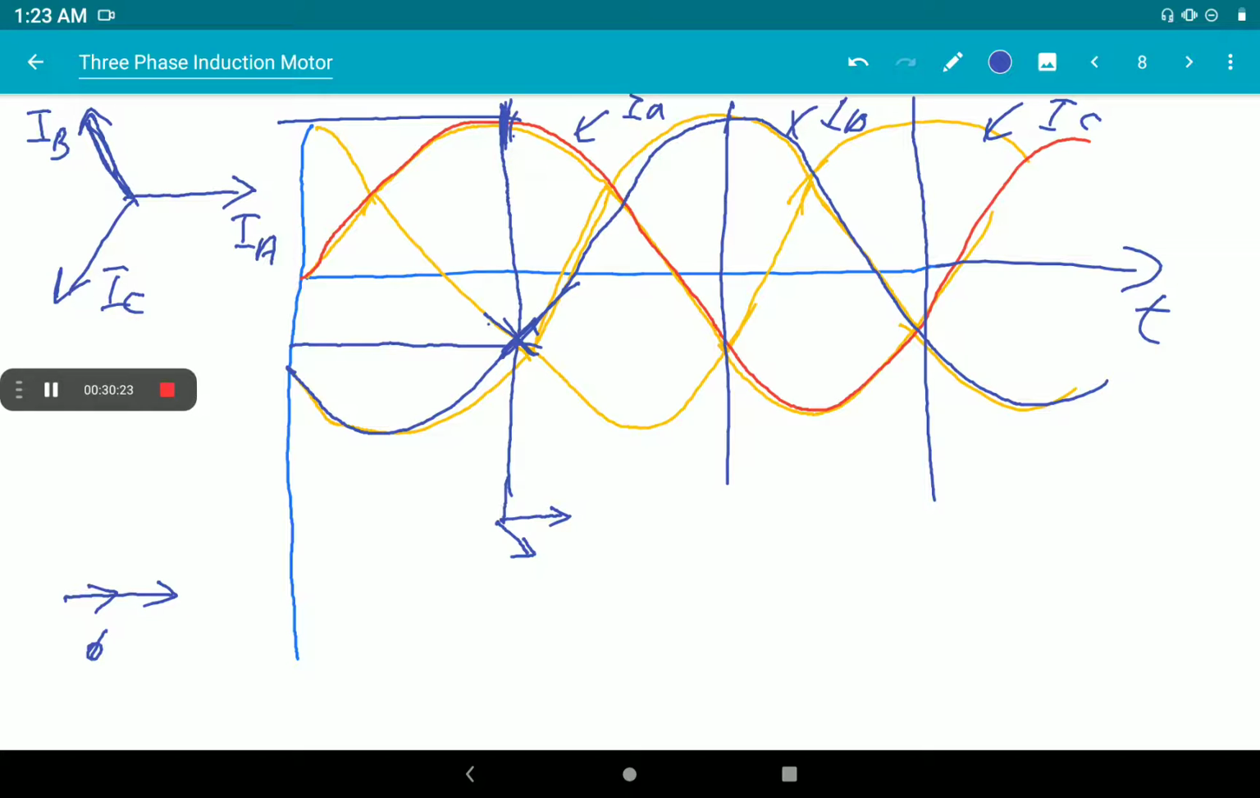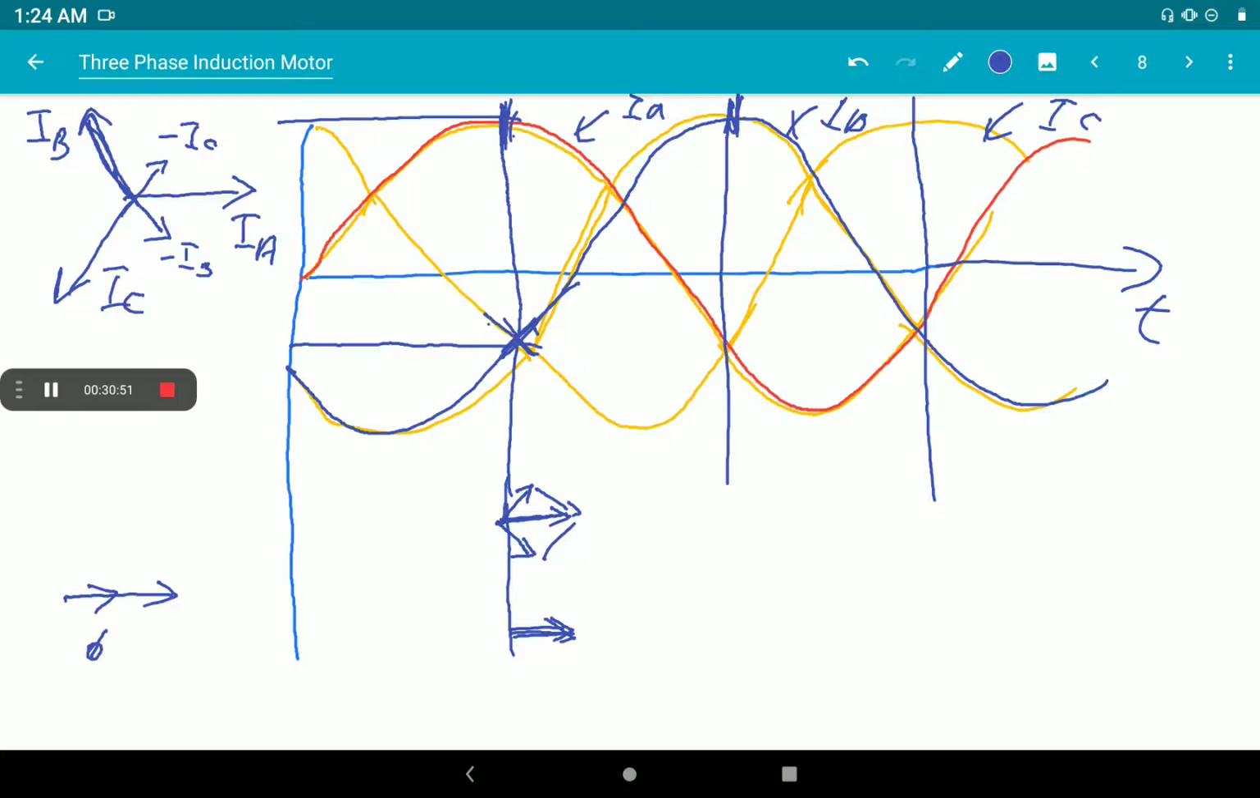Since they are negative, we take the opposite of IB, marking it as minus IB. Similarly for IC, minus IC, marking it in this direction. So the total resultant will be in this direction. So the resultant vector, the magnetic field, will be in this direction. Okay. Now let us consider the next peak.